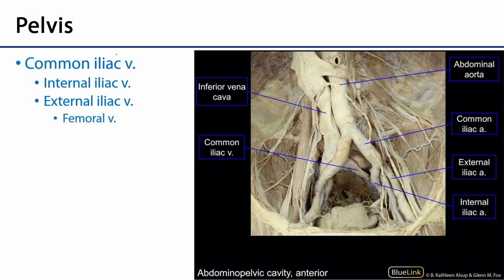Moving right along, regarding the pelvis, that inferior vena cava receives right and left common iliac veins. Those common iliac veins are where the external and internal iliac veins coalesce. The internal iliac veins drain the pelvis, the perineum, the external genitalia if present. The external iliac veins are continuations of the femoral veins that are draining the lower limbs.